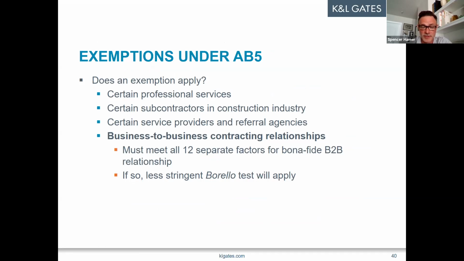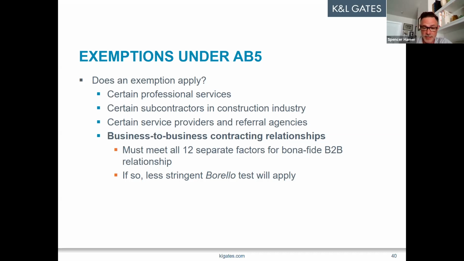There was professional services, things like lawyers, physicians, etc., subcontractors in construction. One of the key ones was the business-to-business contracting relationship. And they put forth a 12-factor test where all 12 factors had to be met. If you met all 12 factors of the AB5 business-to-business test, then you got to use the old test, which was called the Borello test, which was the more multi-factor test that we're all familiar with, similar to most states and federal law, IRS, etc.